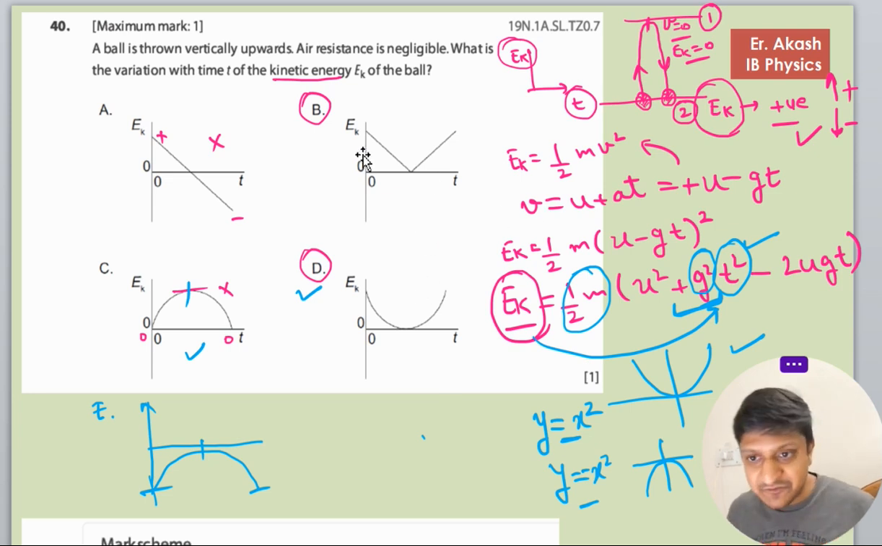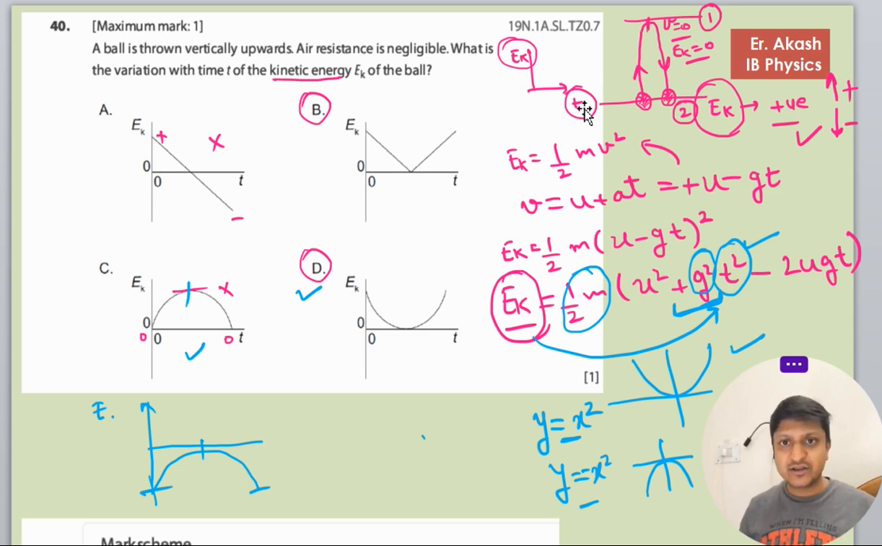So it's not that tough a question, but it's a really very conceptual question. You have to plot the graph and you have to make the relationship between the kinetic energy and time.